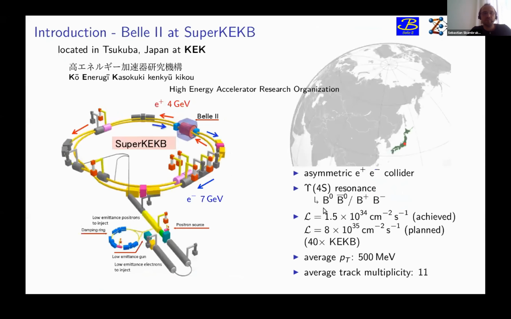Okay, so this is planned at Belle 2. Belle 2 is the new detector at SuperKEKB, the asymmetric e+ e- collider operating at the Y4S resonance. The plan with SuperKEKB is to achieve 40 times the luminosity of the predecessor KEKB, and right now almost the same luminosity as in the predecessor experiment is reached. In a typical Y4S event, we have about 11 tracks per event, and the typical transverse momentum is 500 MeV.